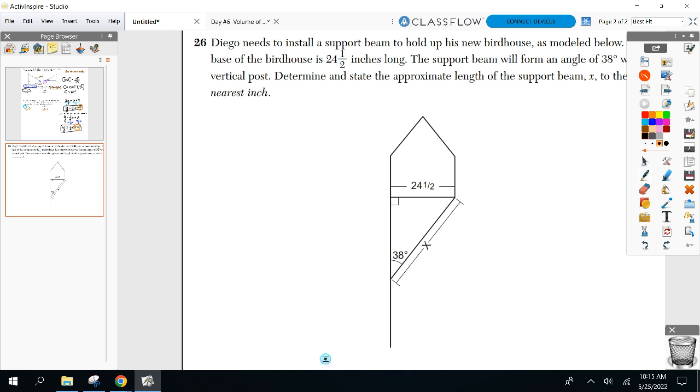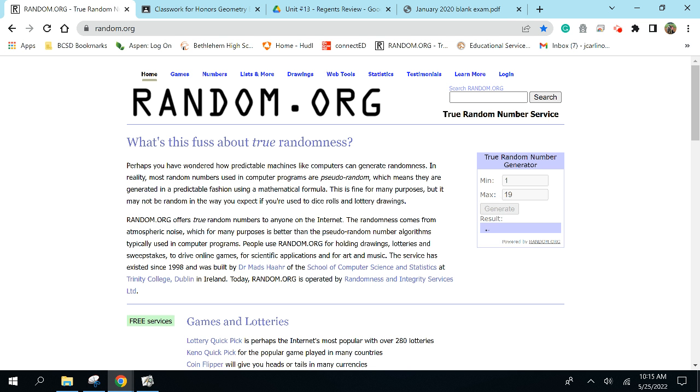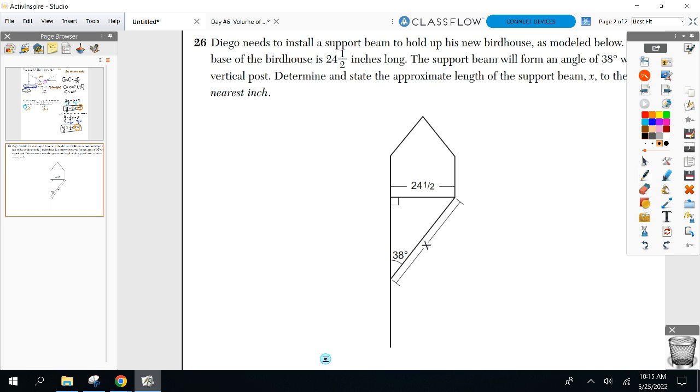Okay, while you're working, what did you end up doing for this problem? I did 38. Okay. I have opposite. I have hypotenuse. It's a right triangle, so I can use sine 38 equals what? Keep going. Equals 24.5 over x. And there you go.